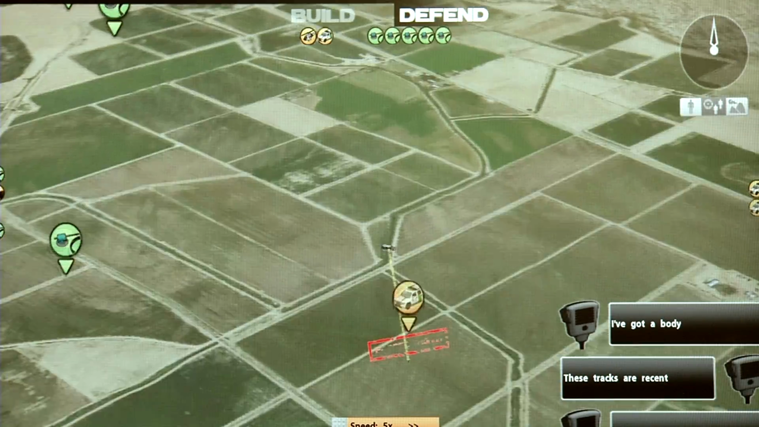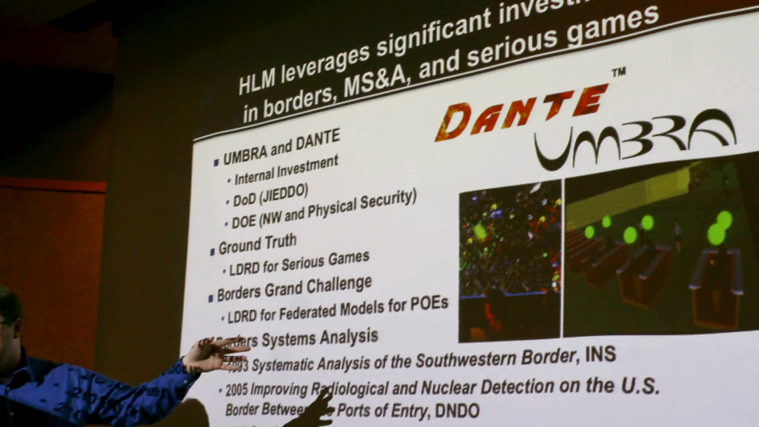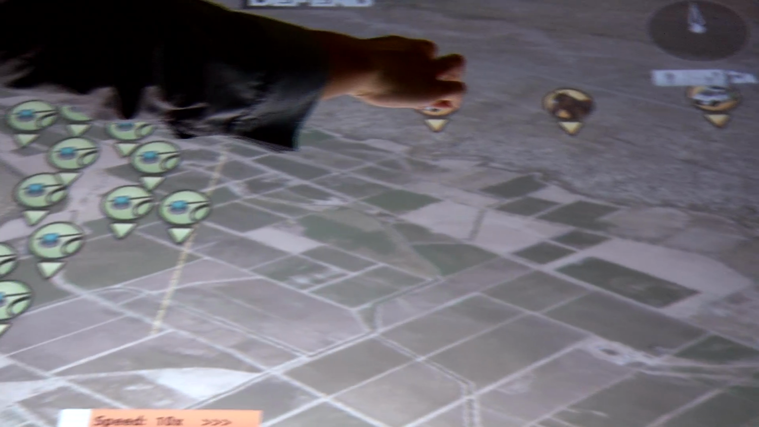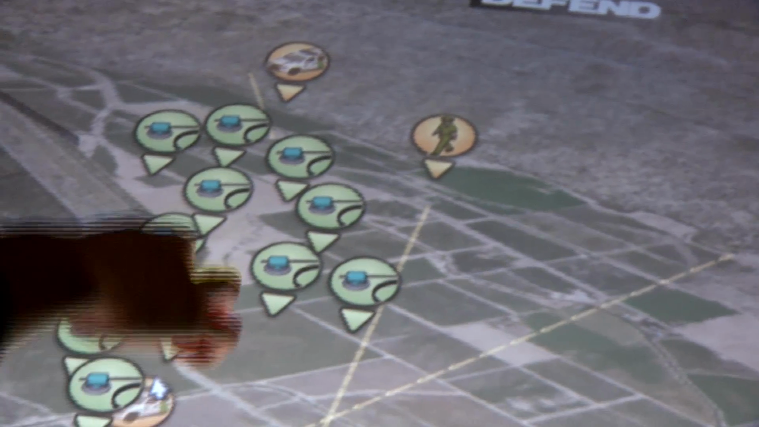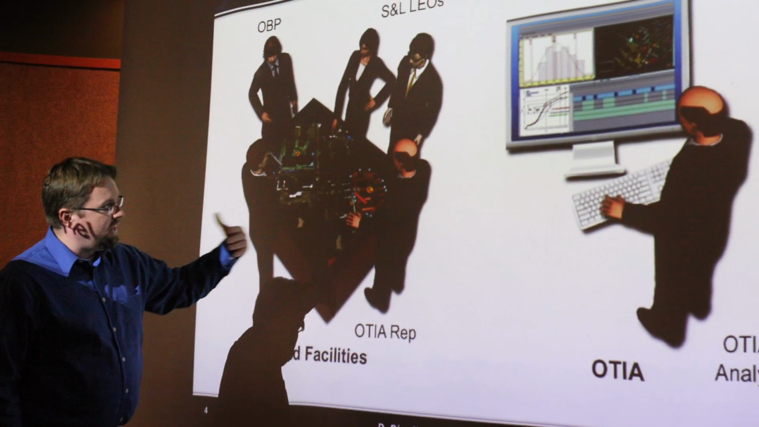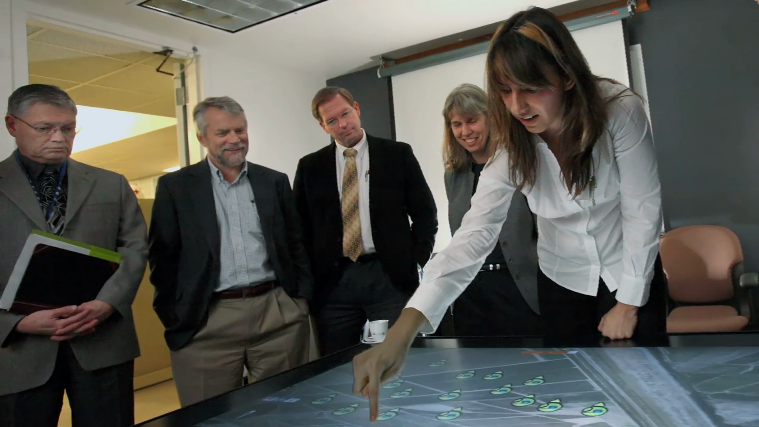So we saw an opportunity where we could take a force-on-force engagement modeling technology, Dante, and marry that to a serious gaming technology, Ground Truth, and come up with an engaging, high-fidelity simulation and analysis tool that you'd be able to take out and use with people in the field, as well as with policymakers, decision makers, and designers at the HQ level back in Washington.